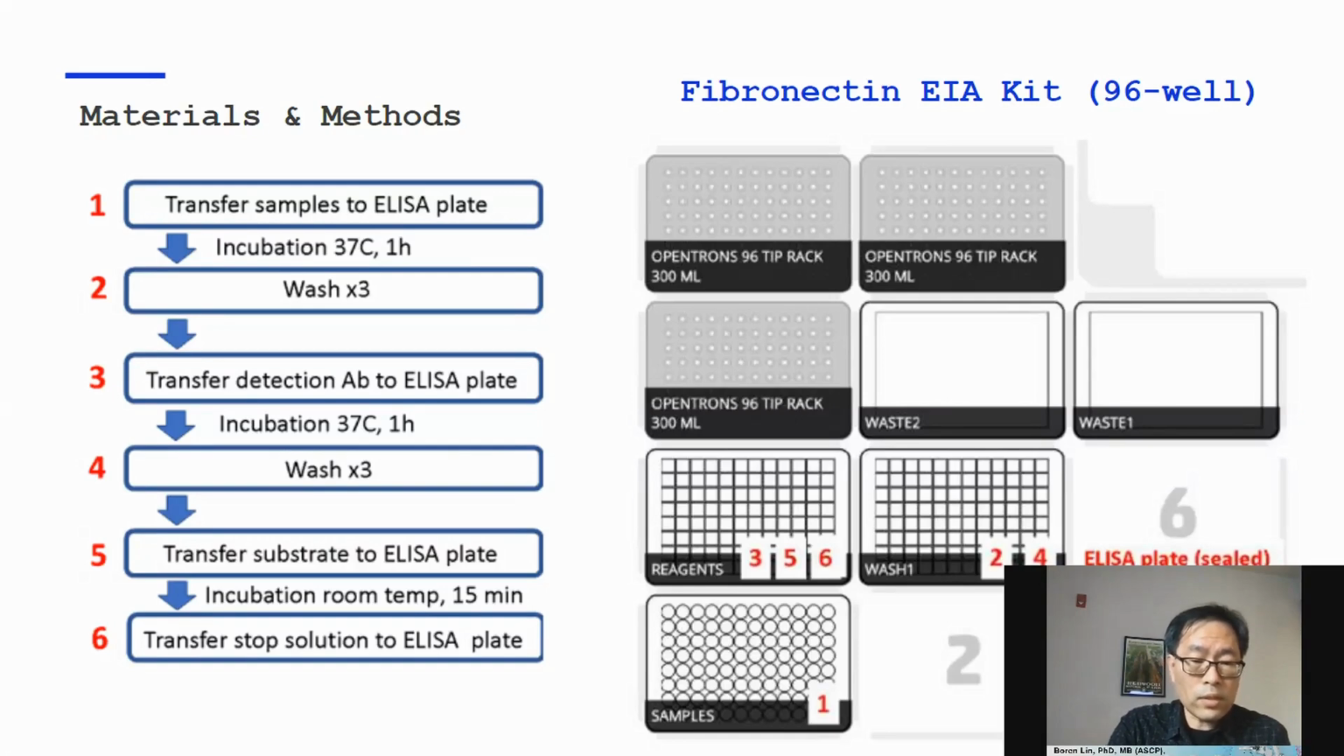So the first step is to transfer samples to the ELISA plate, and then incubate for an hour at 37 degrees. So the pre-coated antibody in each well can bind to fibronectin, and then wash the plate 3 times, meaning transfer wash buffer into the plate and then remove it 3 times. And transfer enzyme conjugate antibody solution to the ELISA plate. Again, incubate for another hour at 37 degrees, so the sandwich complex can be formed.